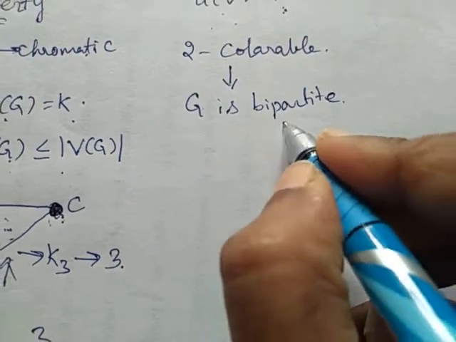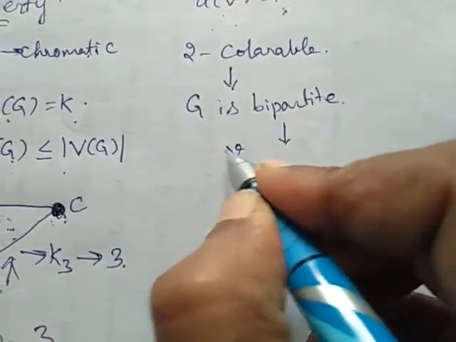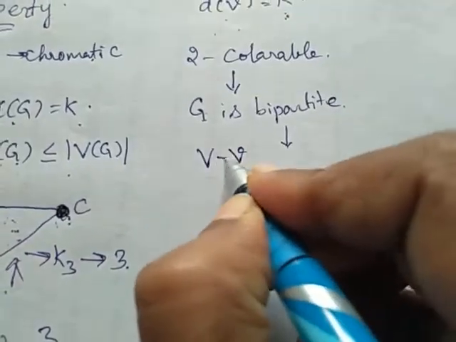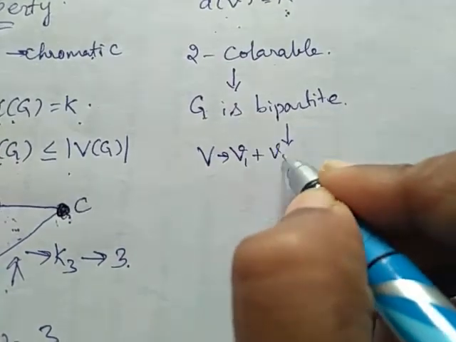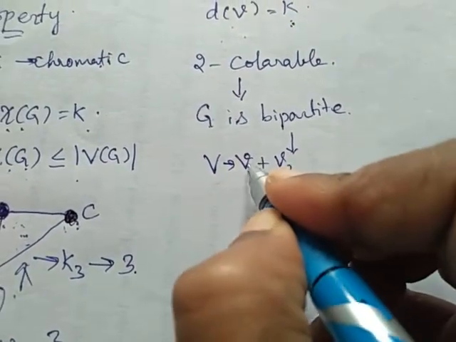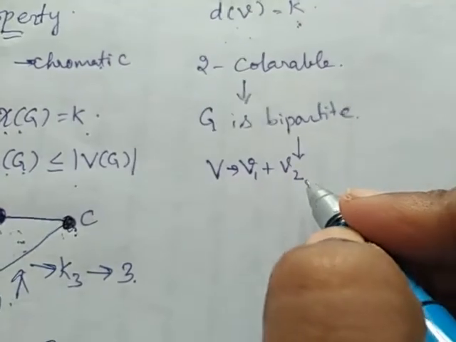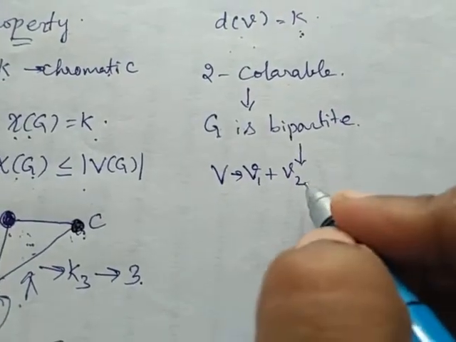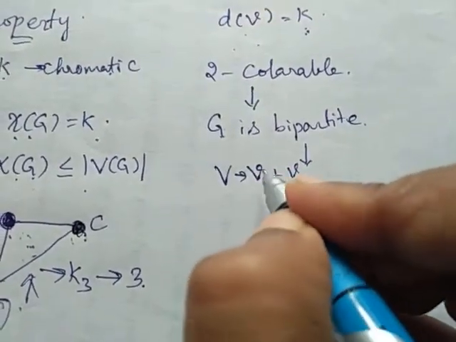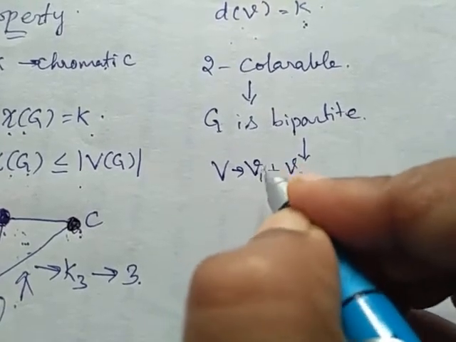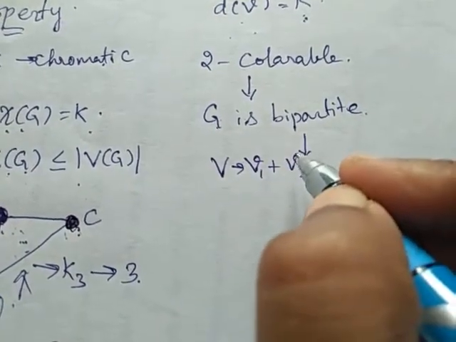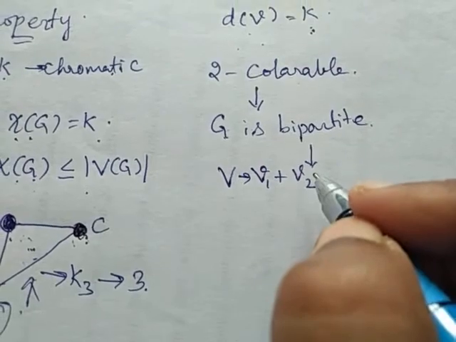Bipartite means we can split the vertices of graph G into 2 sets V1 and V2 such that every vertex in V1 is connected to V2 or every vertex in V2 is connected to V1, and the vertices in V1 are not connected to each other. Similarly, vertices in V2 are not connected to each other.